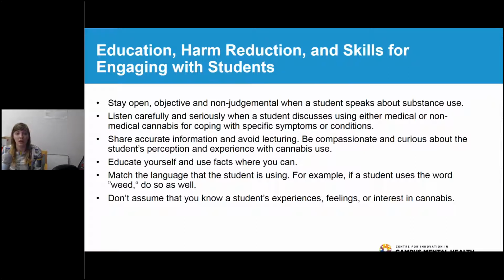Don't assume that you know a student's experiences, feelings, or interest in cannabis. And I'd also add to this list too, informing yourself about campus support services if you don't already, to ensure that you know the appropriate places to direct students if they are looking for additional information or more comprehensive supports on campus.